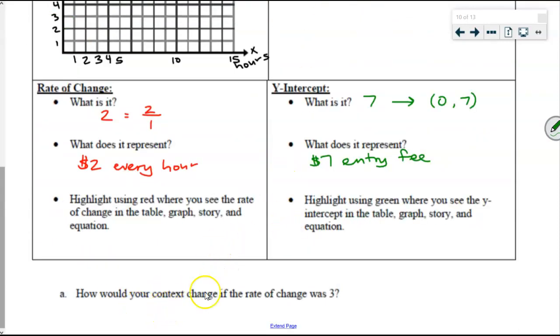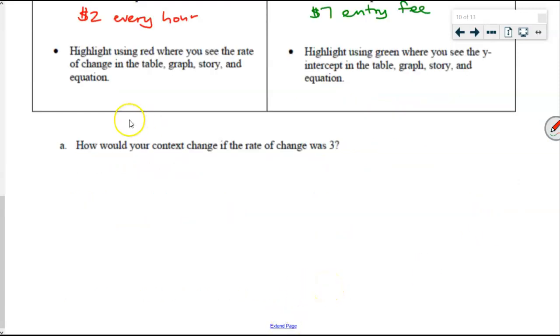And now, part A. How would your context change if the rate of change was 3? How is our story going to change? Instead of a rate of change of 2, now it's 3. What does that do to the story? Good. Ariel. Yeah. So our slope is also going to change to 3. That means it's going to be steeper.